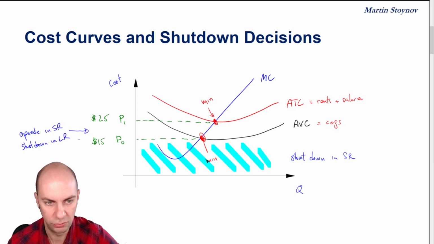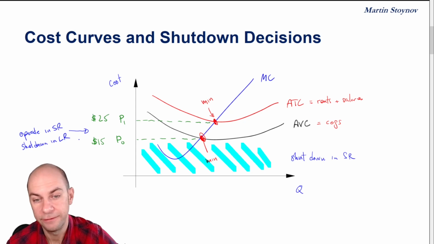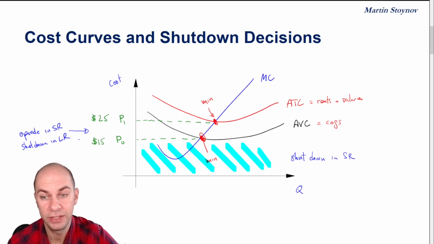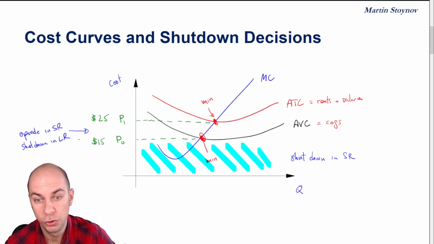Okay, now what about P1? What about if I was able to charge my customer $25, which is the minimum of the average total cost curve? Well, in that case, of course, I will be breaking even because I will be covering not only my variable costs, but also my fixed costs. Okay, and this is a very, very special position in economics. And let's go to the Word document to define that.